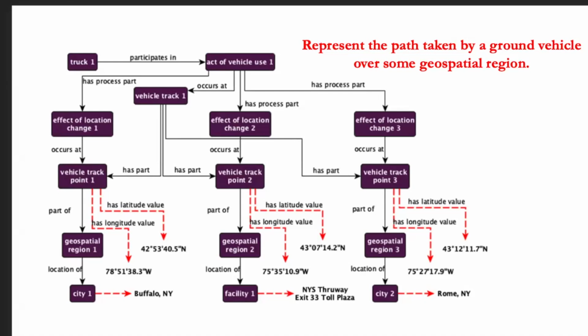You have a truck participating in active vehicle use that occurs over a track and has parts, like process parts separated over time. And you have points at which that track has parts, and it's traversing over those points over time. It's complicated. You even have geospatial regions that are the locations of facilities, and other geospatial regions that are locations of cities, etc. So it's kind of complex.